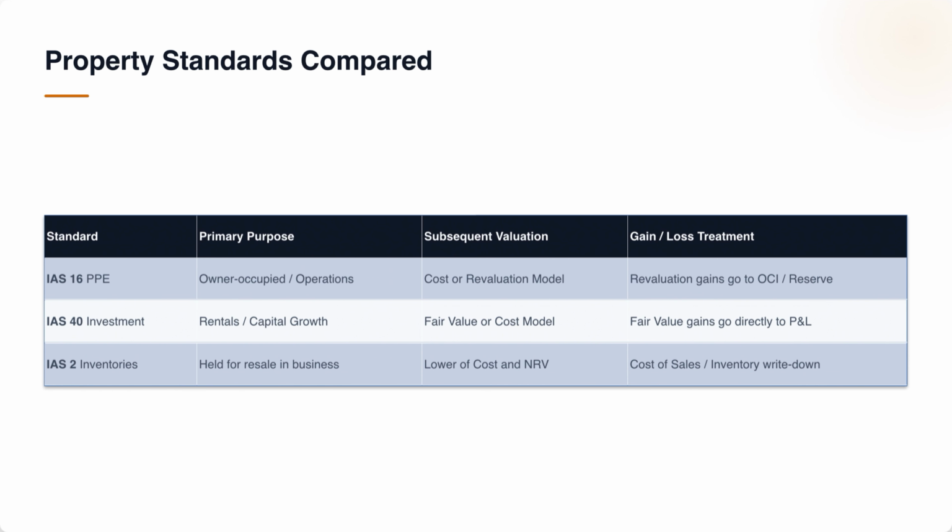no depreciation is charged. IAS 2 inventories, used for property held for short-term resale in the ordinary course of business, measured at the lower of cost and net realizable value, NRV. Spotting which standard applies is often worth 2 to 4 quick marks in Section A.